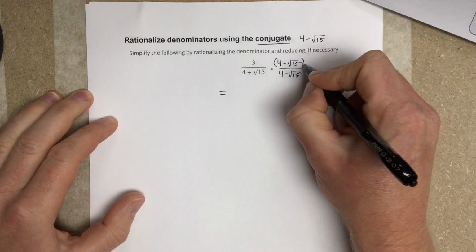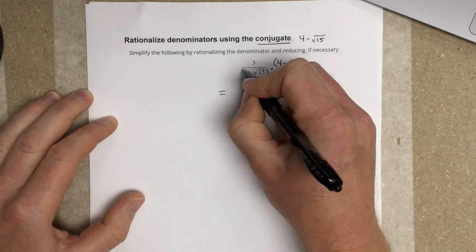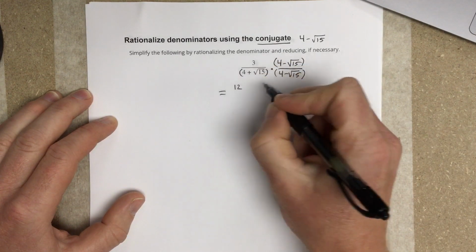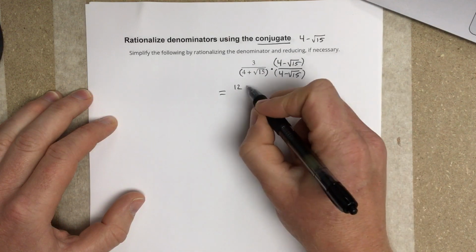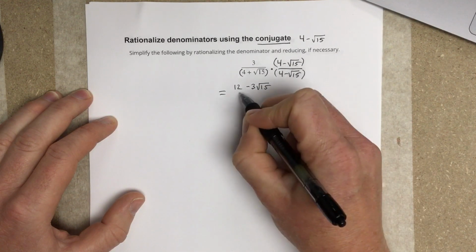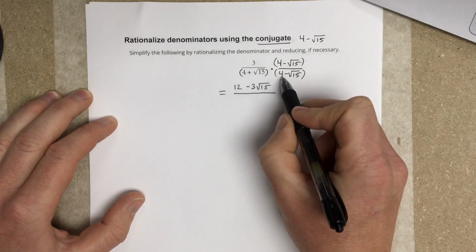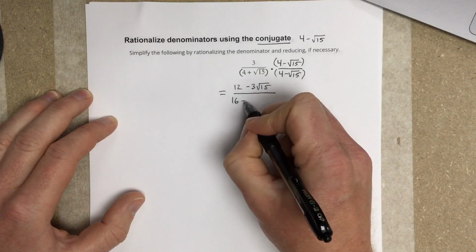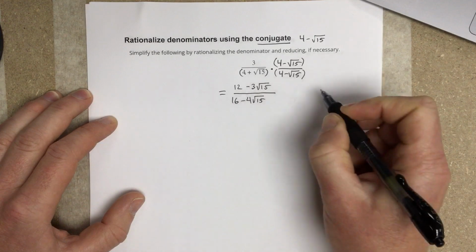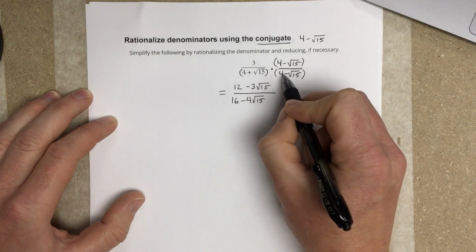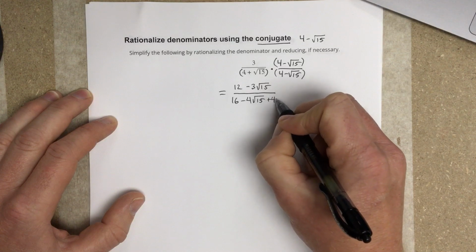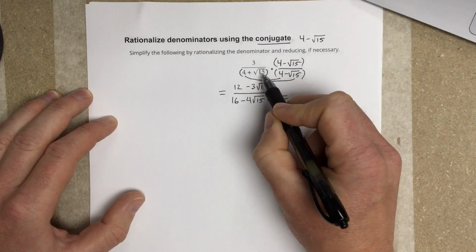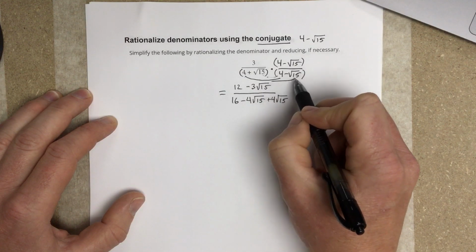I like to put parentheses around these so that I remember if there are any binomials that I have to distribute. So 3 times 4 is 12. 3 times root 15 would be minus 3 root 15 over 4 times 4, 16. 4 times negative root 15 will be minus 4 root 15. And then root 15 times the 4 is going to be 4 root 15. So I essentially took this 4, multiplied it times both terms, and then I'm taking the root 15 and also doing that to both terms.